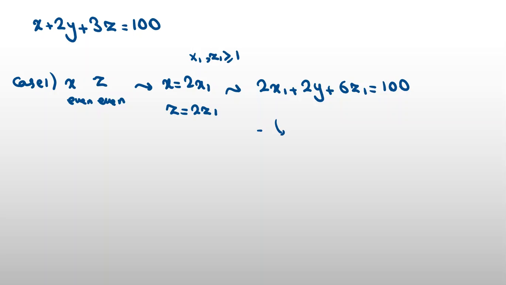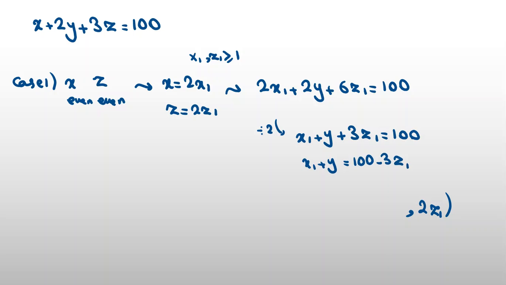And here, if you divide by 2, it will be x1 plus y plus 3z1 equal to 100. So here we can find our answers in terms of z. So we have z, z1 is 2z1, and x1 and y1, we want to see what they are. x is 2x1. If I want to find y, look: x1 plus y equals 100 minus 3z1.